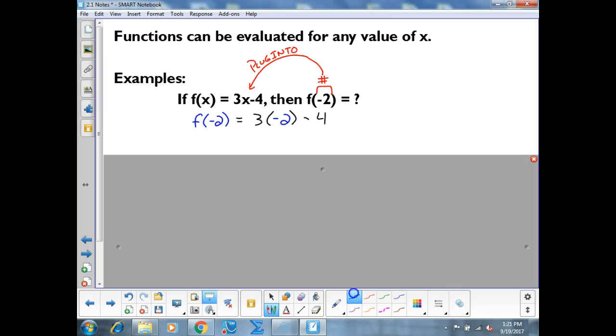Then I do the math. 3 times negative 2 is negative 6. Negative 6 minus 4 is negative 10. So f of negative 2 is negative 10.